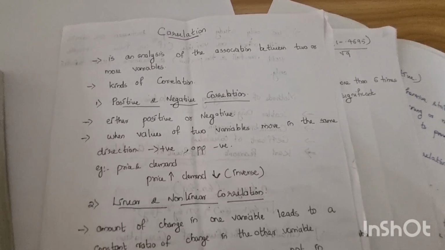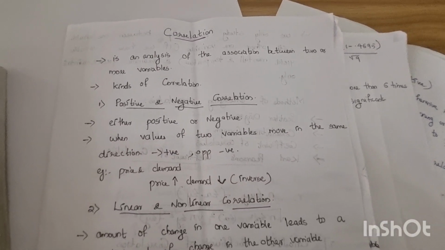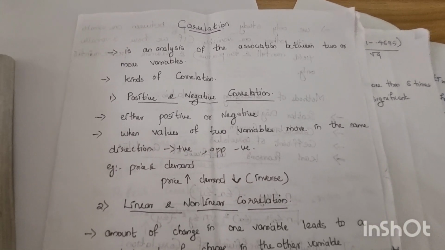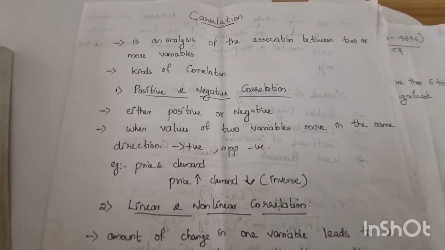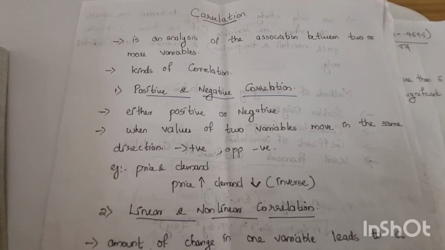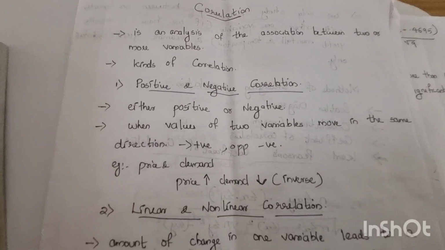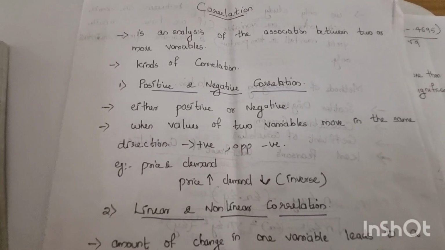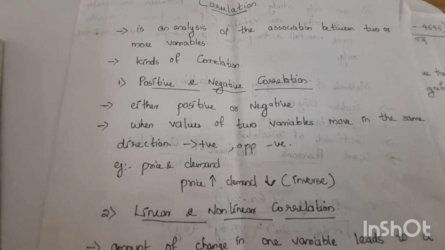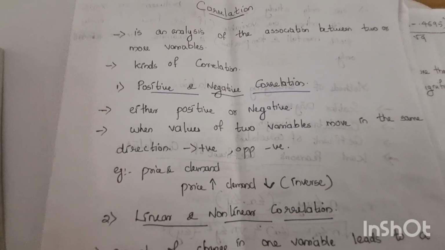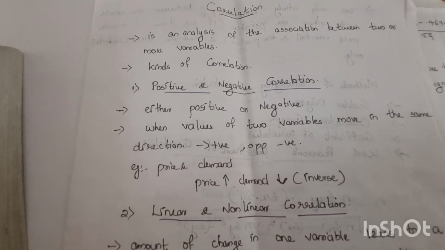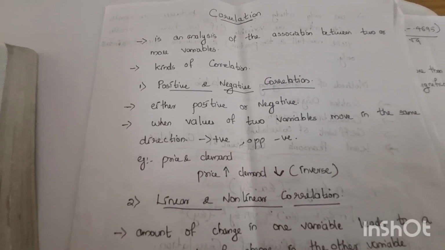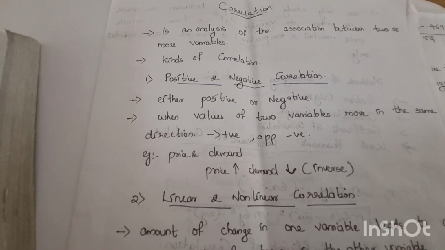Today guys we are going to discuss the topic correlation. As we all know, correlation is just examining the relationship between two variables, or going through the analysis or association of those variables. Simply, we can take an example of price and demand. Whether there is any significant relationship between price and demand? Yes. When price increases, demand decreases, and when price decreases, demand increases.